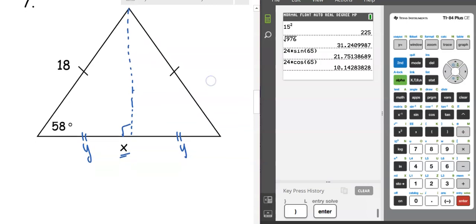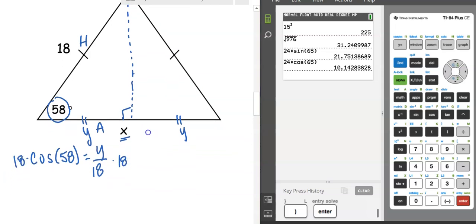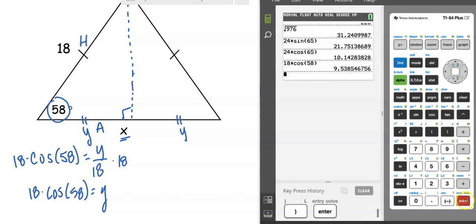So, given this as our reference point, 58, you have adjacent and you have hypotenuse. So we're going to use cosine. So cosine of 58 equals adjacent over hypotenuse. Multiply each side by 18. So you have 18 times the cosine of 58 equals y. Okay, so let's figure out what that is. 18 times the cosine of 58. So one segment of that bottom is 9.5.